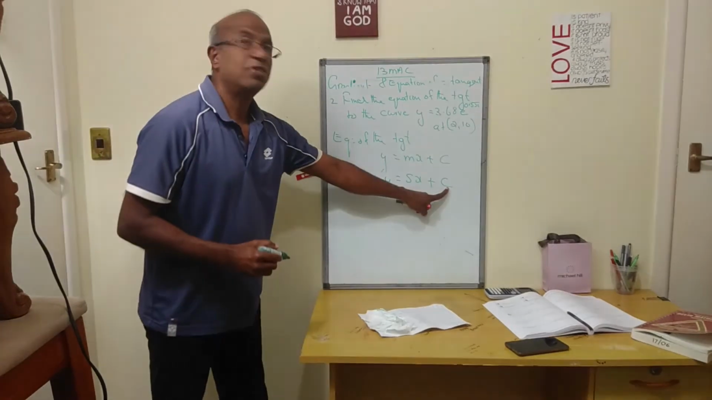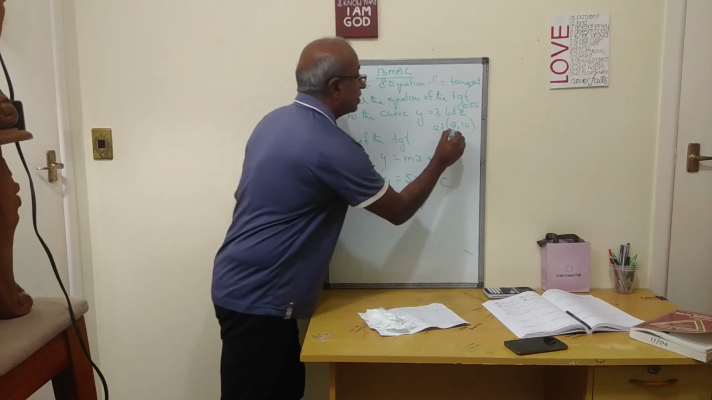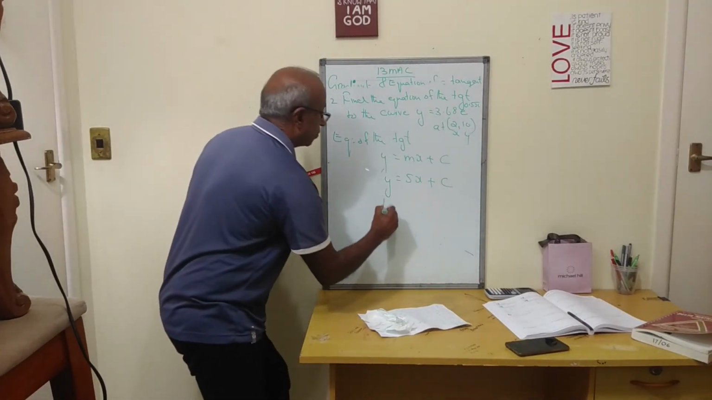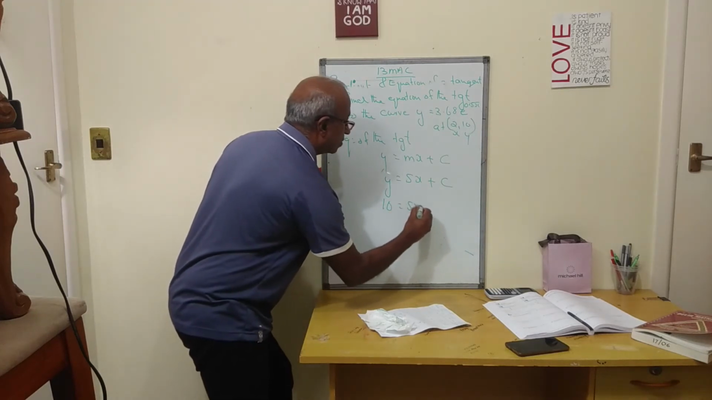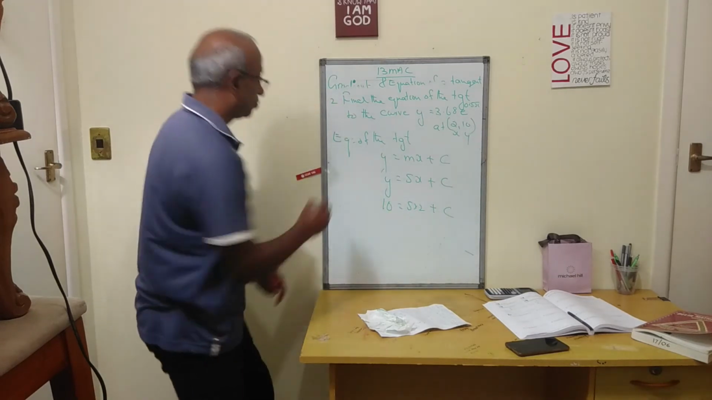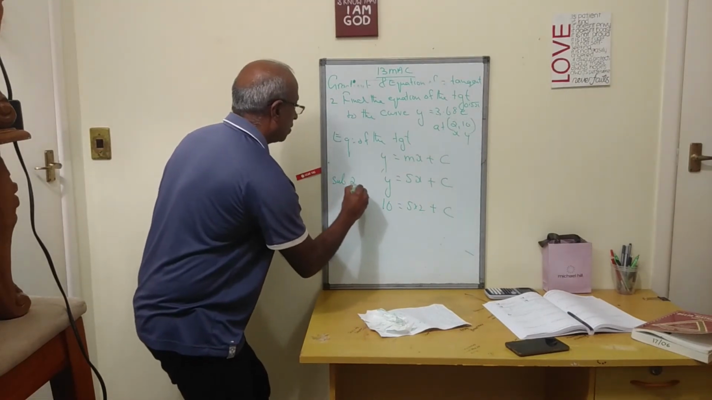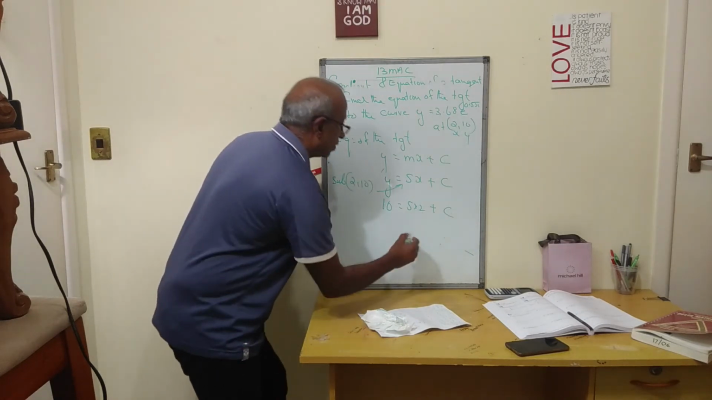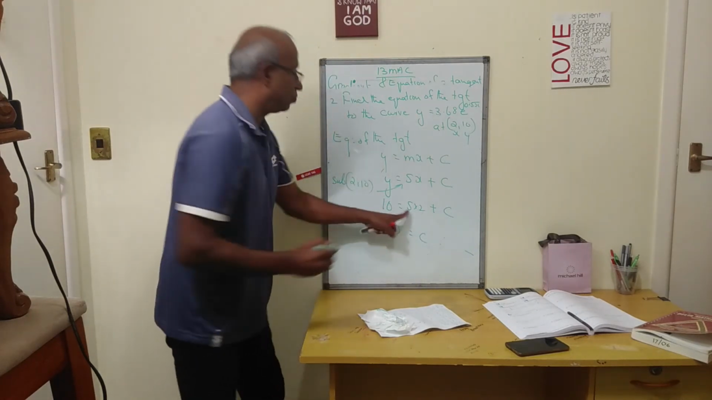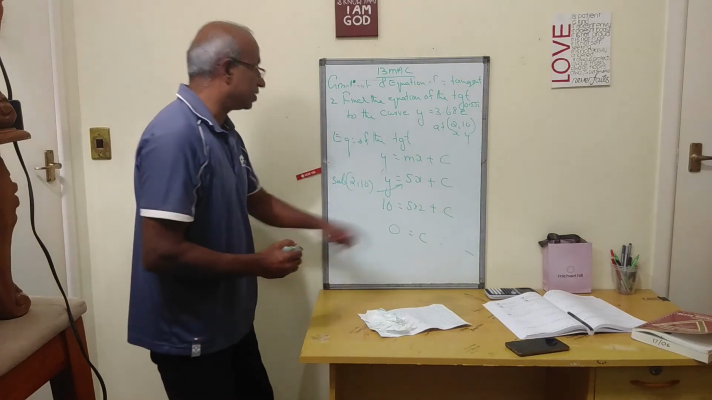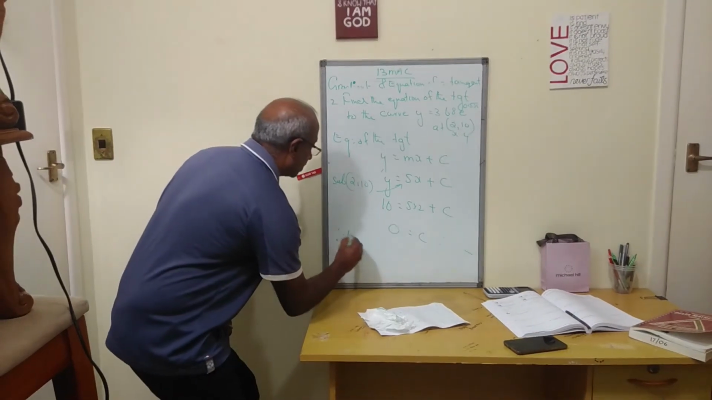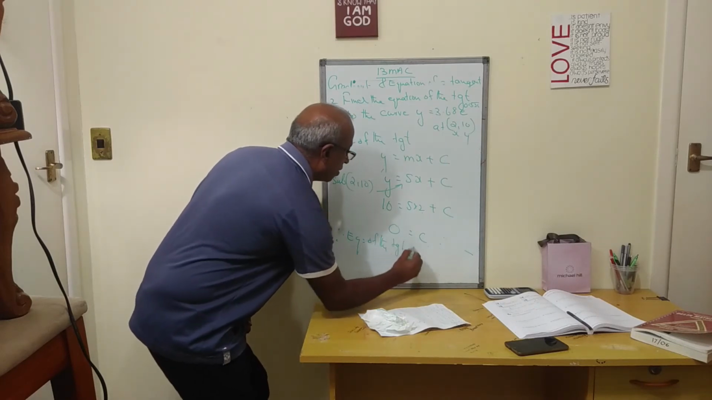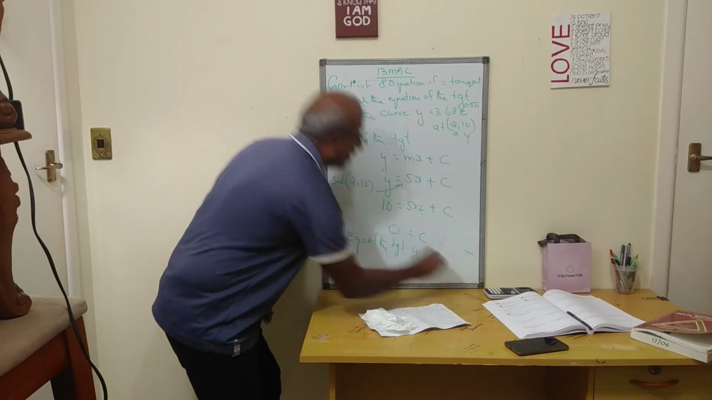Now we have to find the y-intercept. Remember, when you look at this one, this is x and y is given in the question. We are replacing y is equal to 10 and x is equal to 2. Substitute 2 and 10 here. Then 10 is equal to 2 times 5 plus c. Take it to the other side, c is equal to 0. Therefore, equation of the tangent y is equal to 5x.